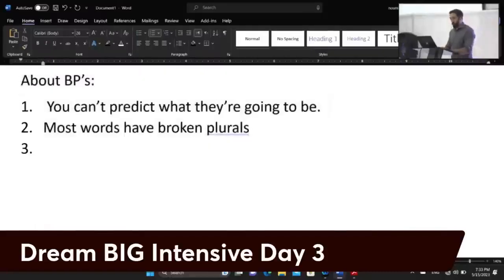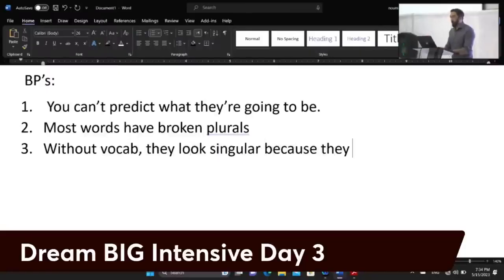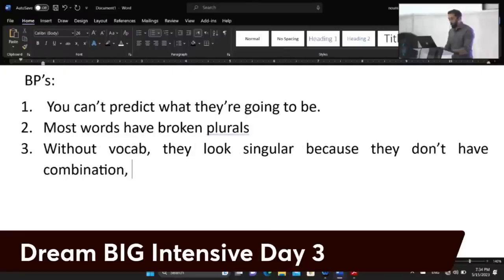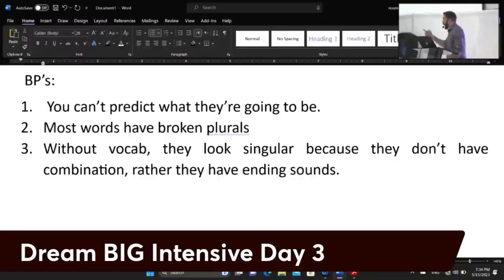Here's my third most important observation. Without vocab, meaning without knowing what it means, they look singular because they don't have a combination. Rather, they have ending sounds. Now, when I learned Muslimun, Musliman, Muslimin, ending sounds go in which column? They go in the singular column. But now we know when you see an ending sound, it could be singular. It could also be a broken plural. Not just any plural, it has to be a broken plural. Broken plurals also have ending sounds.